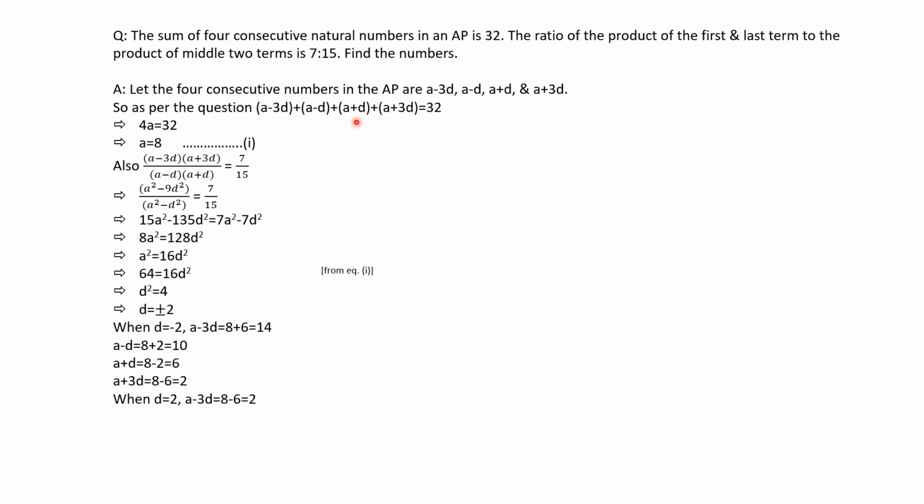Now when d equals 2, a minus 3d equals 8 minus 6, which is 2. a minus d is 8 minus 2, which is 6. a plus d is 8 plus 2, which is 10. And a plus 3d is 8 plus 6, which is 14. That means the numbers in AP are 2, 6, 10, 14, or 14, 10, 6, 2. That is the answer.